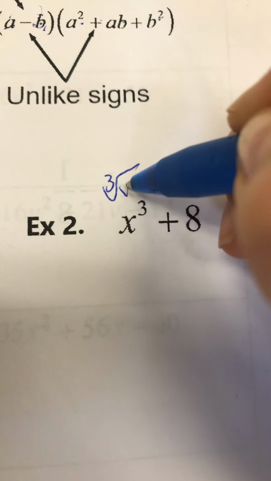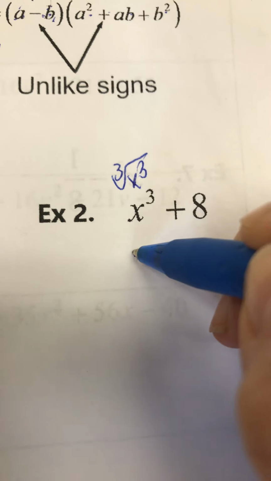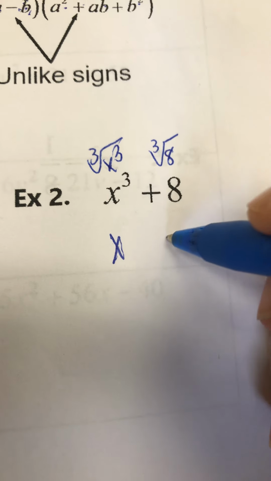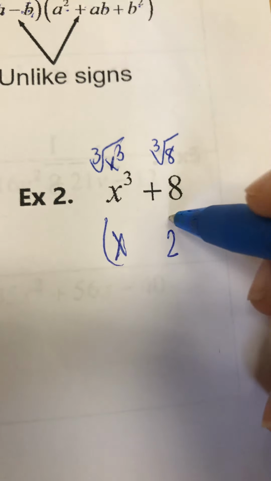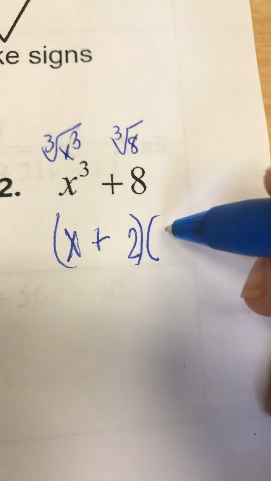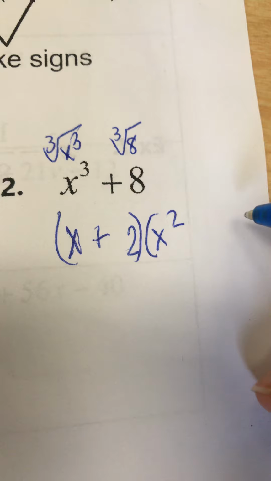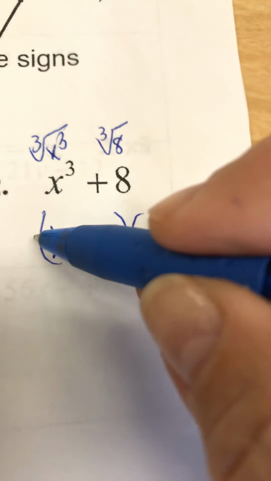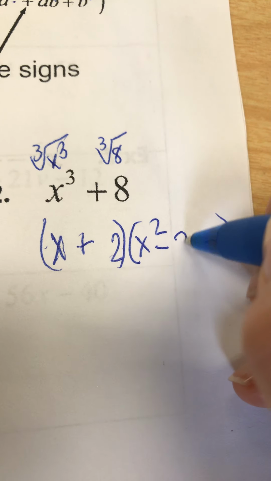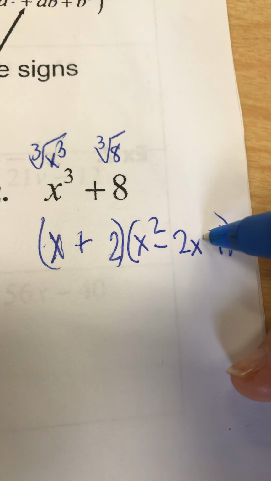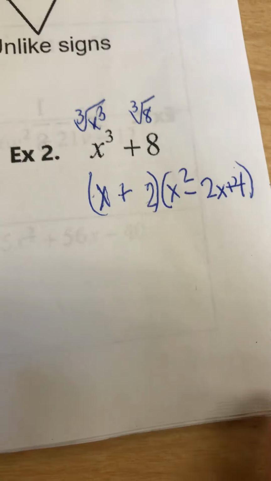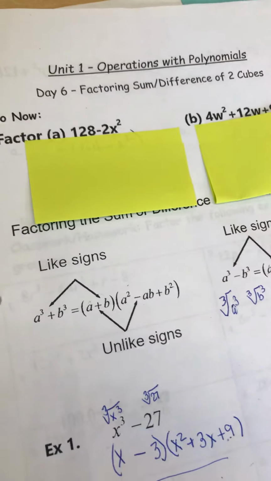Cube root of x to the third is x. Cube root of 8 is 2. Keep the sign. And then square the first term, square the last term. The product of these two is 2 times x is 2x, but keep the opposite sign, and this last term is always positive because it's the square. Okay? Next page.